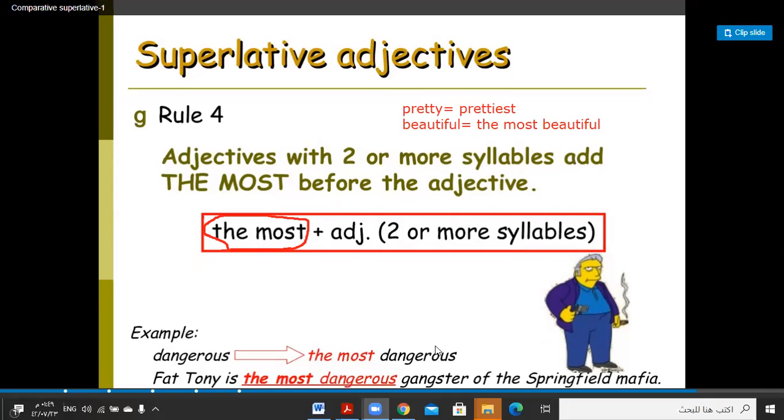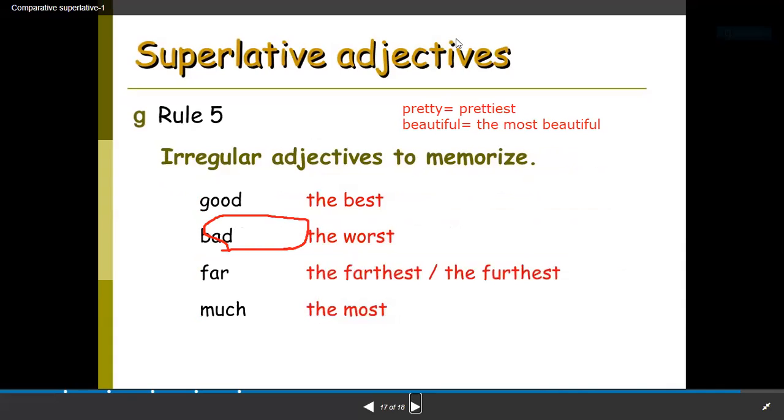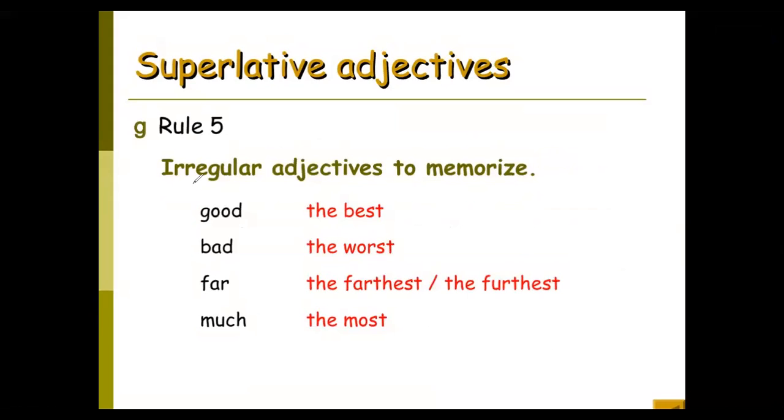This is for the long adjectives. Okay, rule number 5. Now I have the irregular adjectives, which are good, bad, far, and much. How would I make them superlative? Good right here will become the best. For example, Hanan is the best in the class. Hanan is the worst in the class. I compare myself to the whole class. So if I want to use bad or good, I will use the best or the worst.